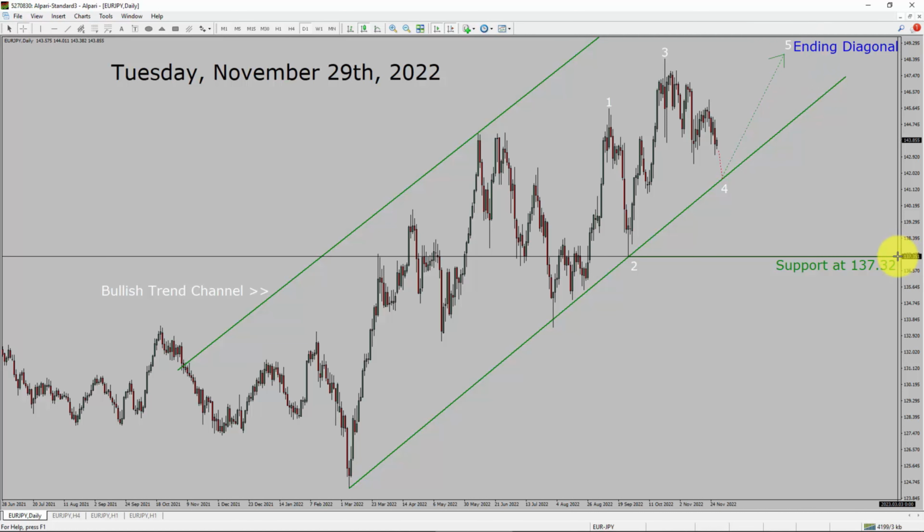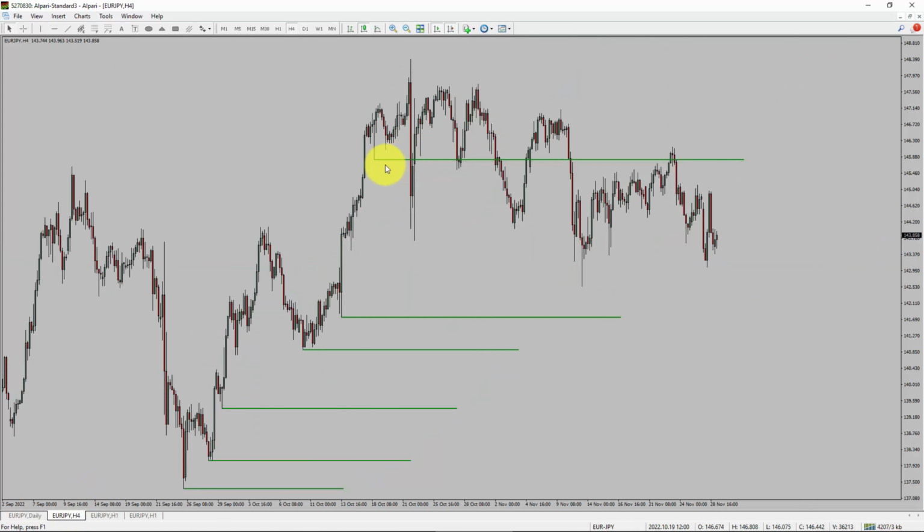A decisive bearish break below 137.32 support area is going to end uptrend in daily chart of Euro Yen currency pair. Next, let us take a look at 4-hour chart. Price action manages two breaks below the most recent swing low. To me, Euro JPY trend looks sideways in 4-hour time frame.